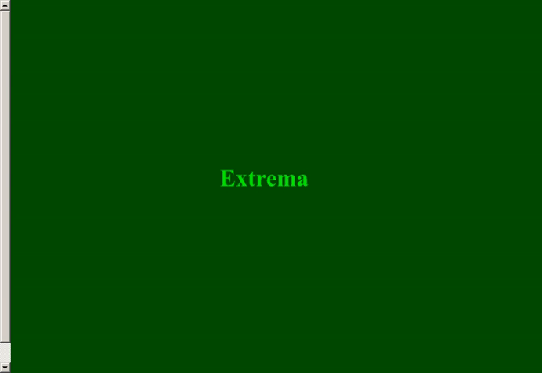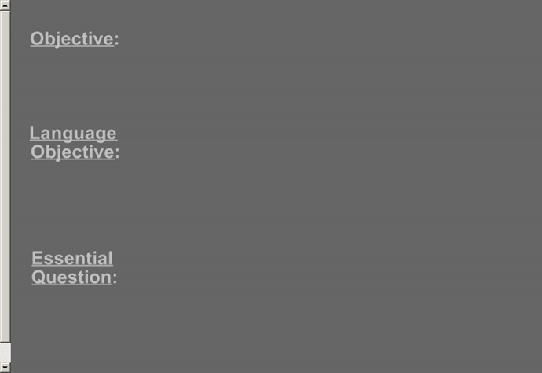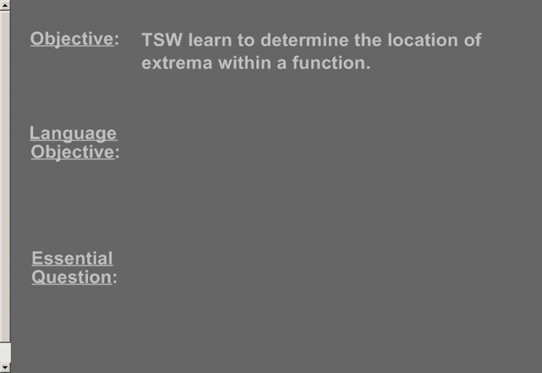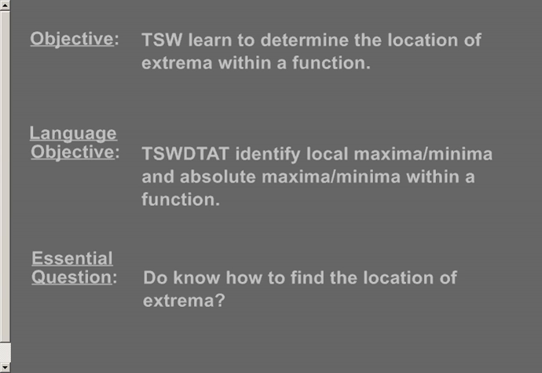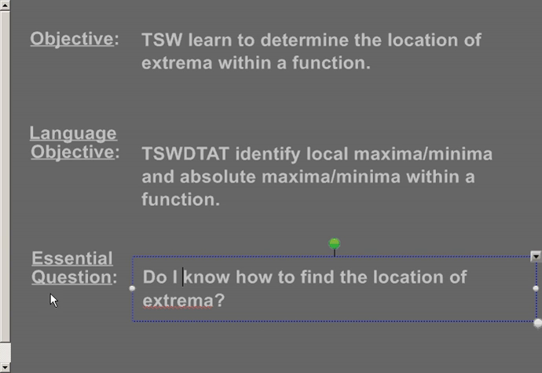At any rate, section 3.1 is about Extrema. Okay, let's take a peek at our objectives for today. Your objective: the student will learn to determine the location of extrema within a function. The student will demonstrate the ability to identify local maxima or minima and absolute maxima or minima within a function. Your essential question for the day is, do I know how to find the location of extrema?